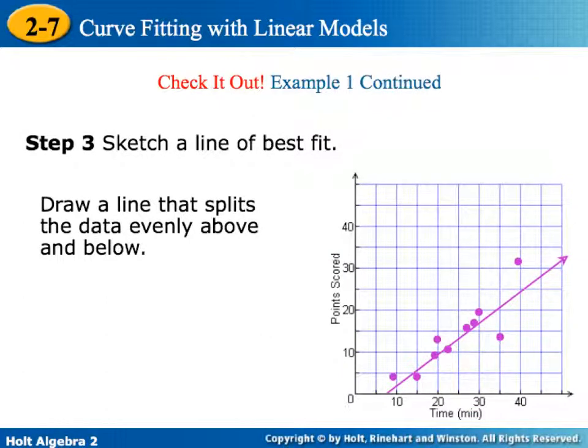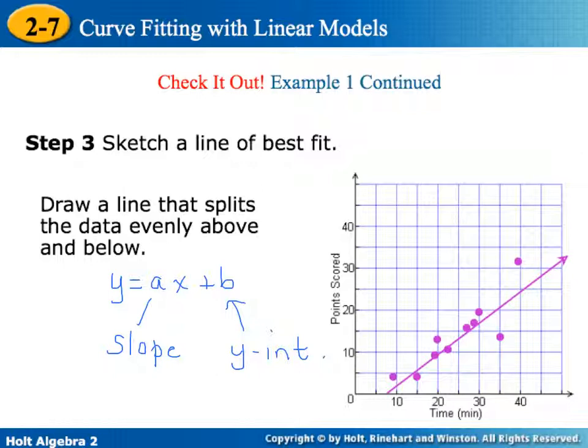Then we fit a line to that data. And when we fit the line to the data, we did it by using our Stat Calc 4 feature. And when we did that, the equation was given to us in the form y equals ax plus b, where a is the slope and b is the y-intercept, where it crosses the y-axis. And this line can be used to make lots of predictions.